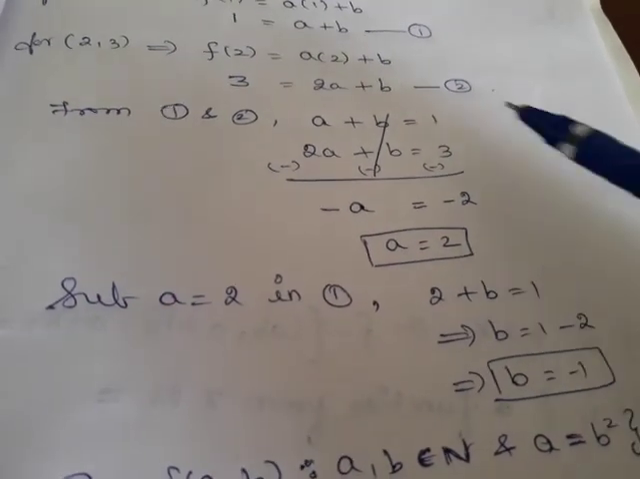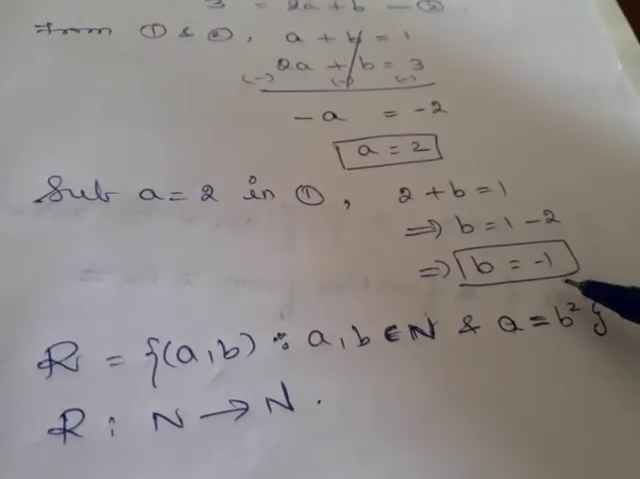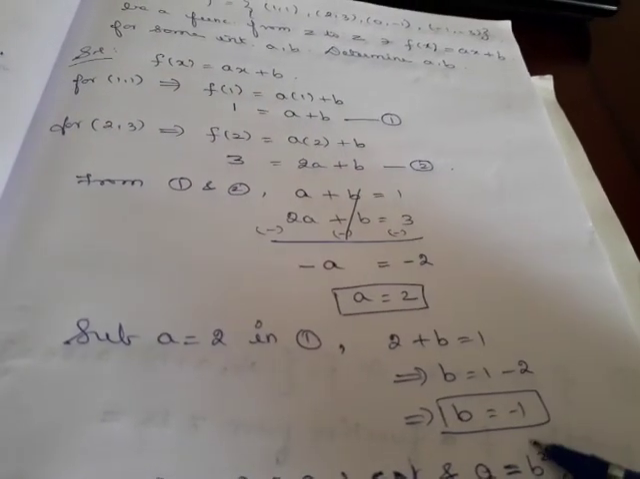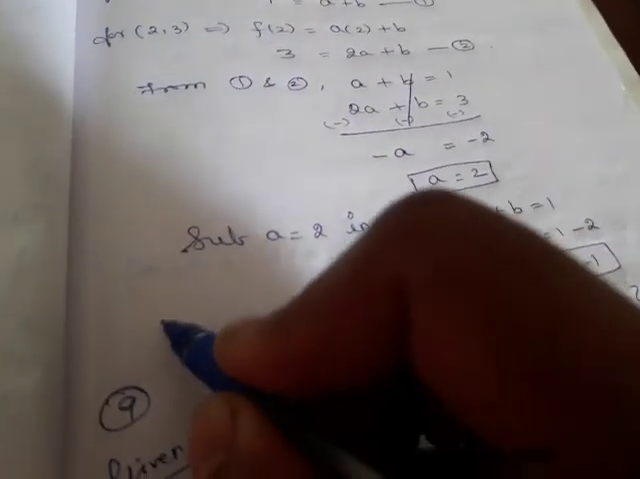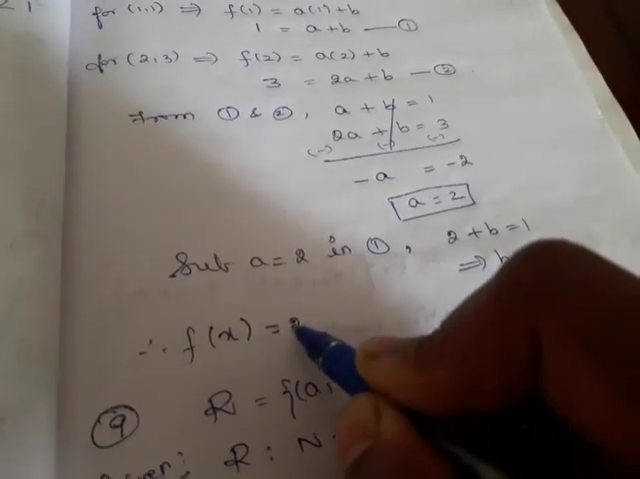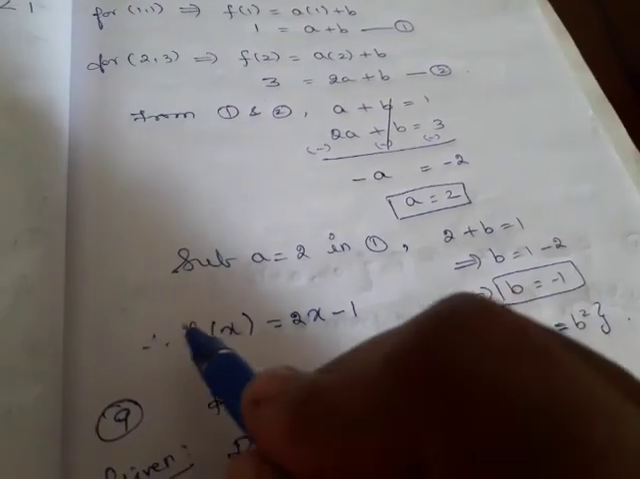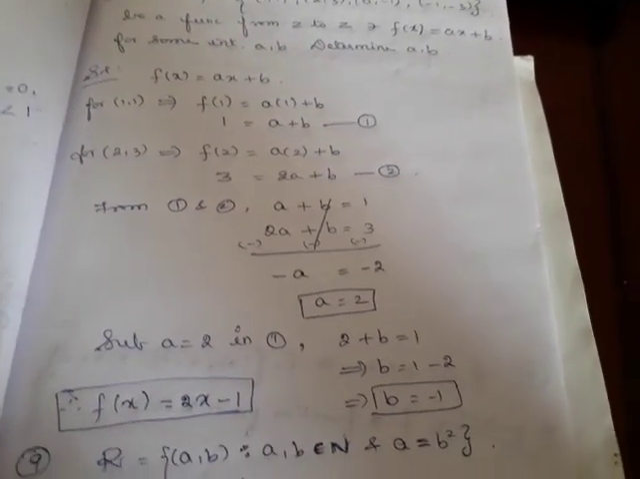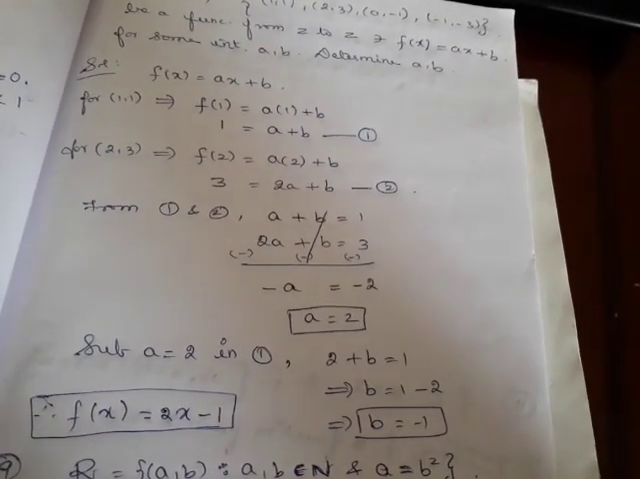Substituting the value of a in any one of the above two equations, we will get the value of b, right? Thus for a equal to 2 and b equal to minus 1, the function f of x is defined. Therefore what is your function now? Therefore f of x is equal to what? ax plus b. So 2x minus 1 is your function, right? Yes. Now let us see the next problem.